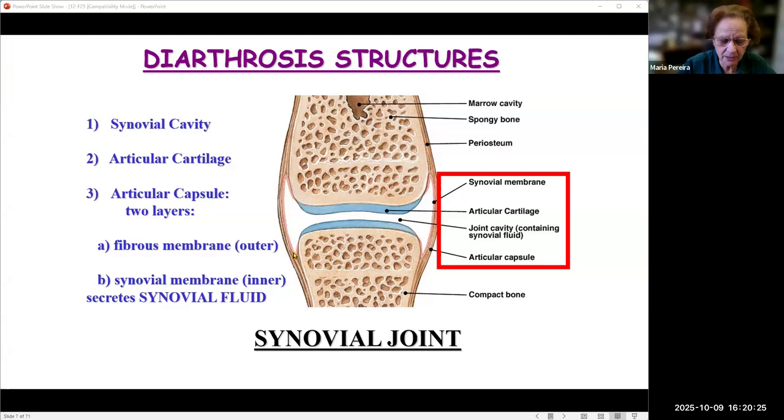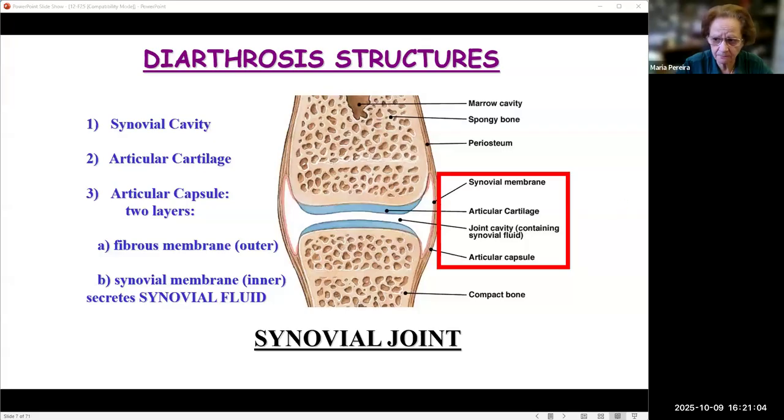And this synovial membrane is very interesting because it secretes the synovial fluid. You can think about the synovial fluid as being a lubricant. Like if you think about a motor, it needs oil so that the parts move smoothly upon each other. Here, the synovial fluid also has that function of being a lubricant, but it also has other functions that I will discuss and list soon.